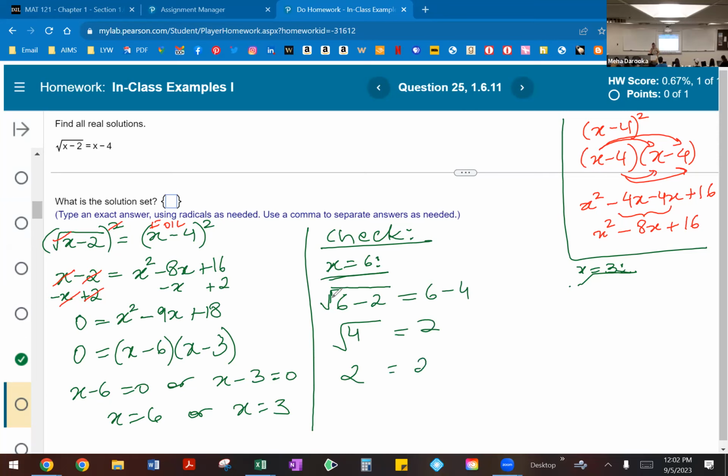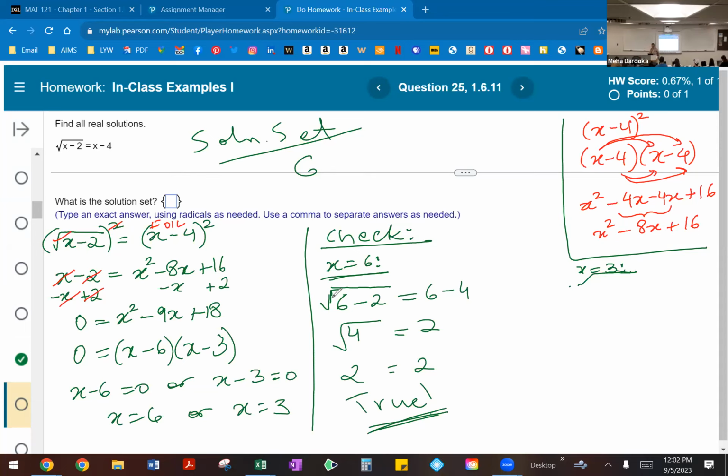So my left matches the right. This is what we call a true statement, because the left-hand side is the same as the right, which means 6 is part of our solution set. So it's good to go. Now we need to do the same thing with 3.